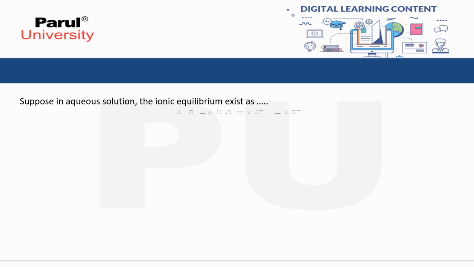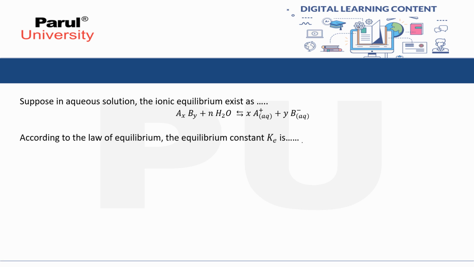Suppose in an aqueous solution, the ionic equilibrium exists as AxBy plus n moles of H2O. Hence, it will give a reversible reaction with the products xA+ in aqueous condition and yB- in aqueous condition. So, according to the law of equilibrium, the equilibrium constant Ke is given as the product of concentration of the products upon the product of concentration of the reactants.